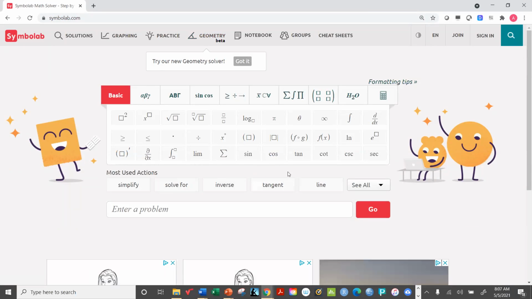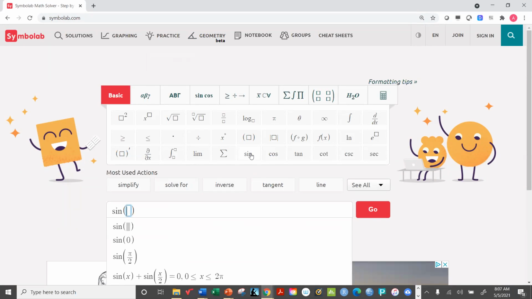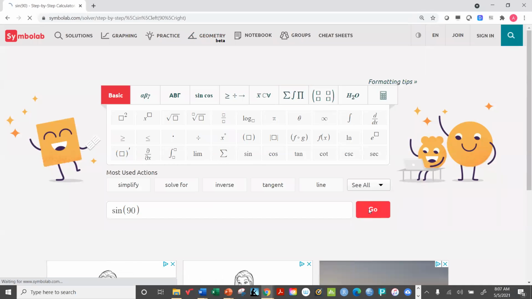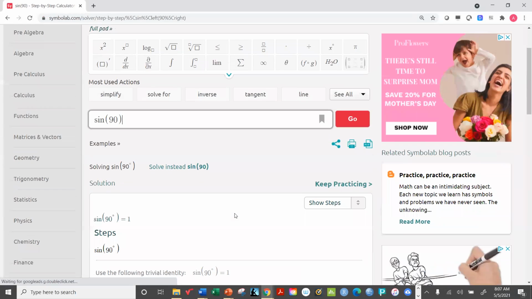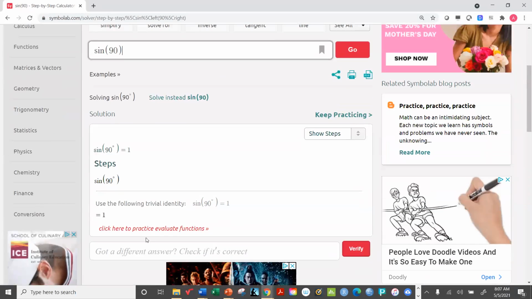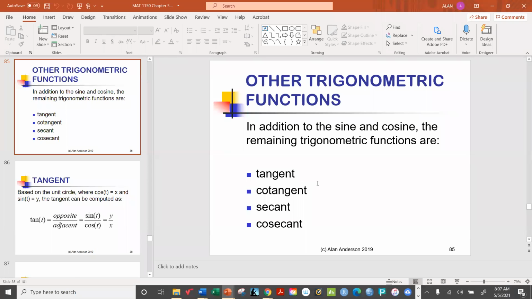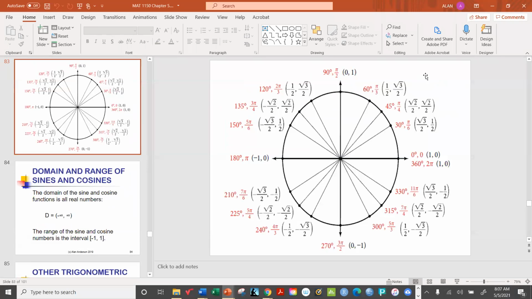For example, what if I want to know the sine of 90? All right, so what happened here? It says here the sine of 90 is 1. Is that what my chart says? Well, let's look over here. 90 degrees is here. Yeah, the sine is 1. Remember, in these ordered pairs, we always have the cosine first and the sine second.